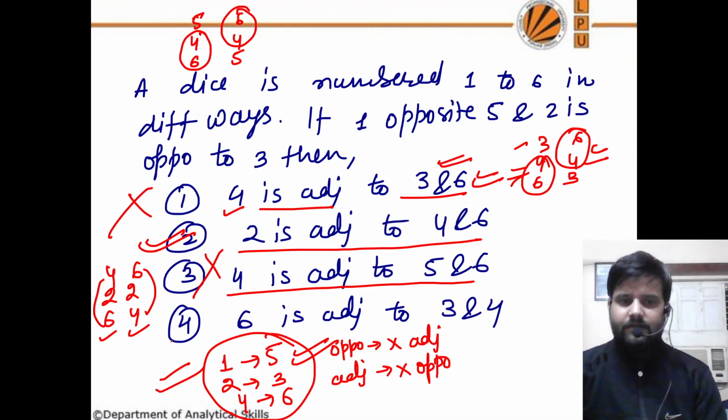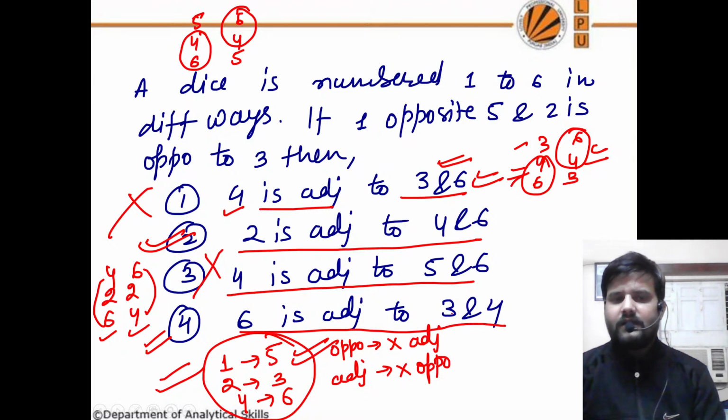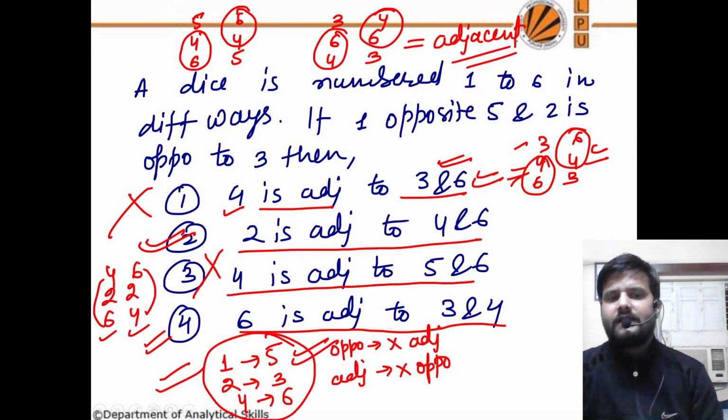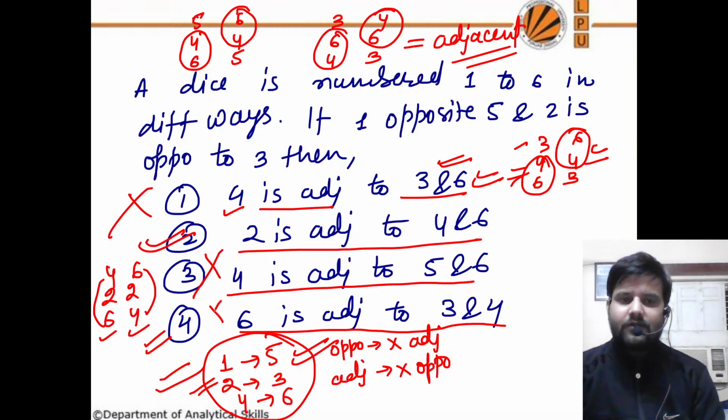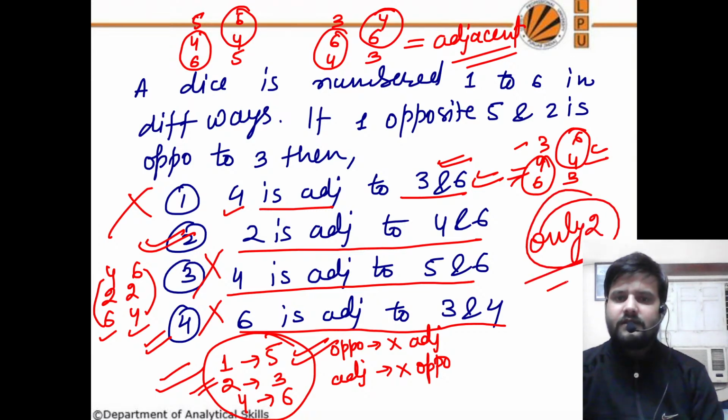Now let's come to the fourth option. The fourth option is 6 is adjacent to 3 and 4. Is it possible? Okay, let's write it. Now in both the cases 6 and 4 are becoming adjacent. And what we know is that they are not adjacent, they are opposite to each other as per the given data, isn't it? So that's why option 4 is also gone from the picture. So the only possible option is the second option. That will be your answer, B or 2, whatever you say.